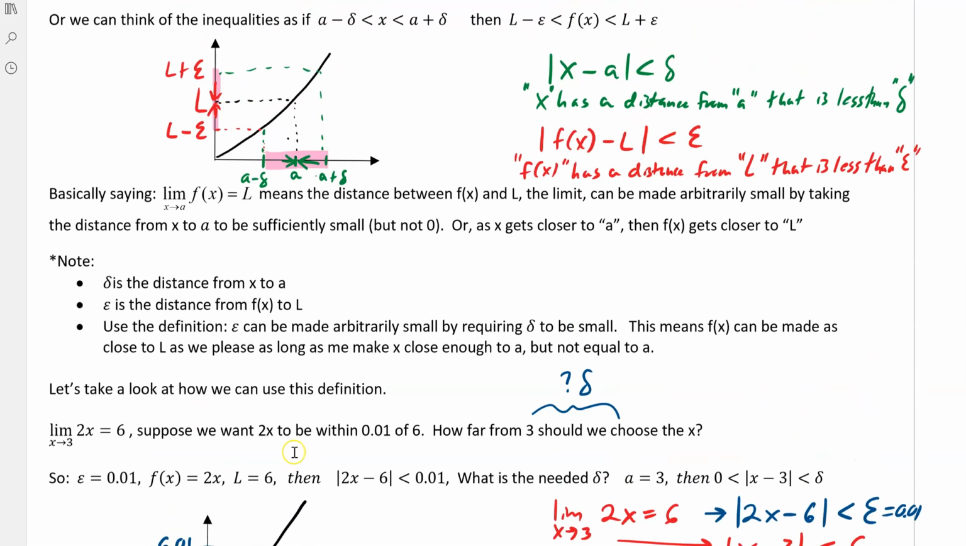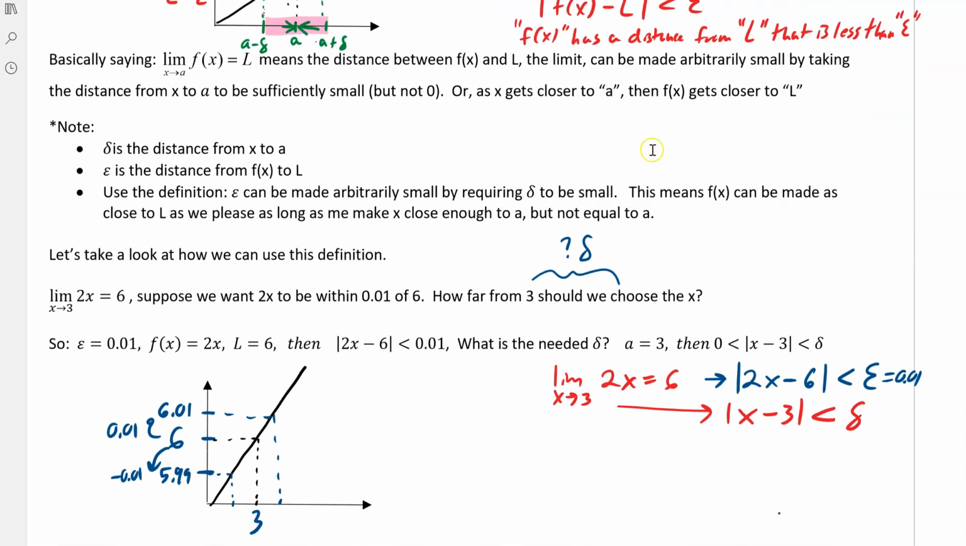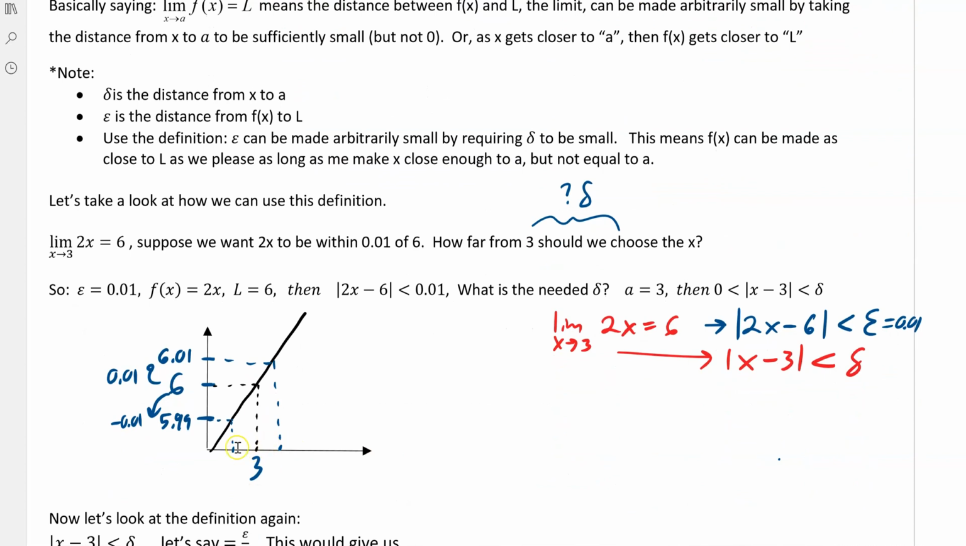So if you read this up here, what we're saying is that if |x minus a| is less than delta, then |f(x) minus L| has to be less than epsilon. So we're trying to find some delta here that will give us an epsilon of 0.01, a distance from 6 of 0.01. That's all it means. So we plug it back in. So these are your y values.